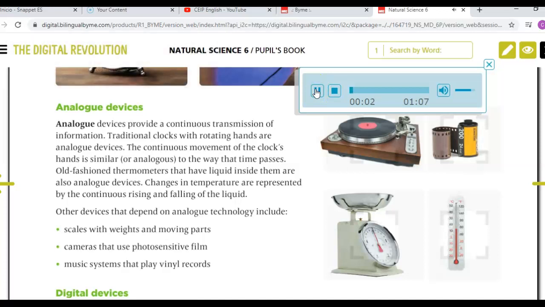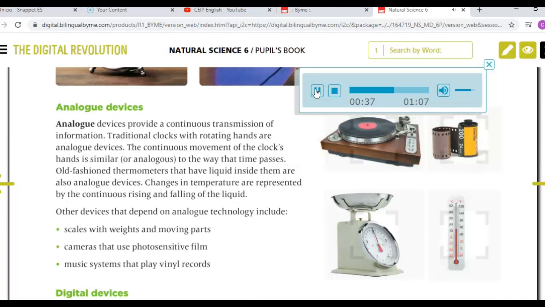Unit 6, page 86, From Analog to Digital. We can find both analog and digital devices around us today. But can you tell the difference between them? Analog devices provide a continuous transmission of information. Traditional clocks with rotating hands are analog devices. The continuous movement of the clock's hands is similar, or analogous, to the way that time passes.